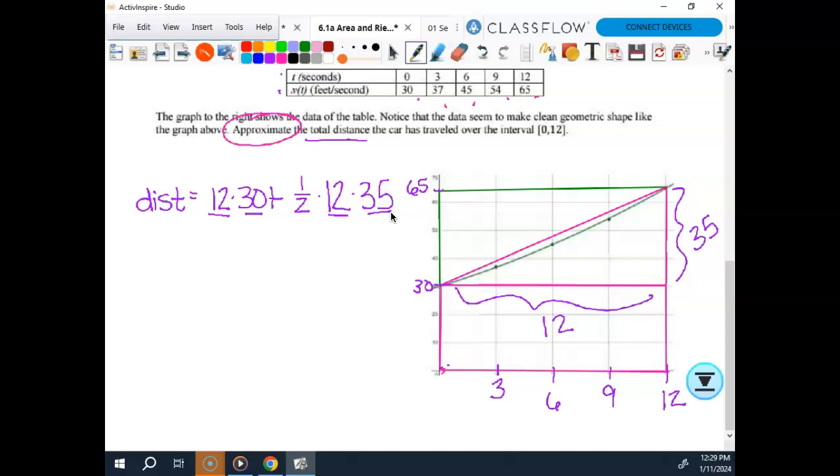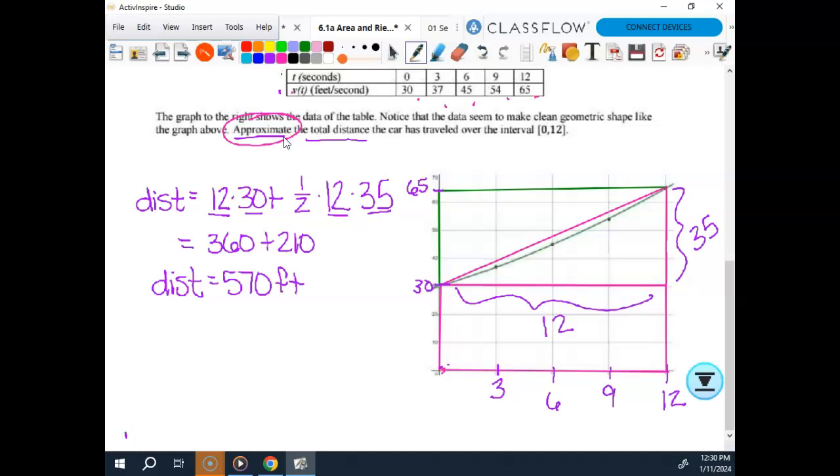Everybody good with all that? Yes? Ask me if you're not. Okay. So what is 12 times 30? 360. Okay. So instead of multiplying 12 times 35, I'd rather take half of 12 and get 6. What's 6 times 35? 180 plus 30, yeah, it's 210. Okay. And then when I get that, my total distance is equal to 570 what? Feet. Okay. Now keep in mind, this is an approximate distance, right?